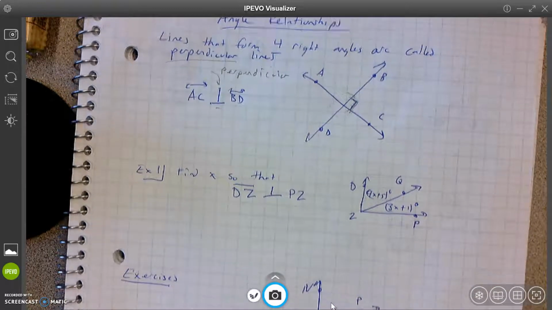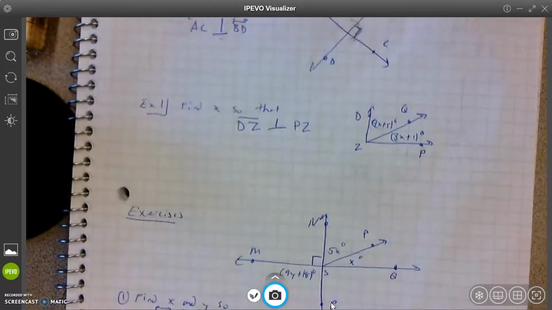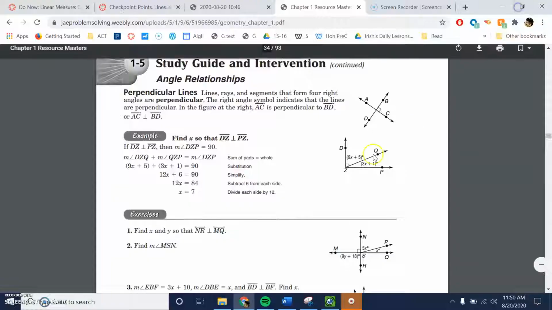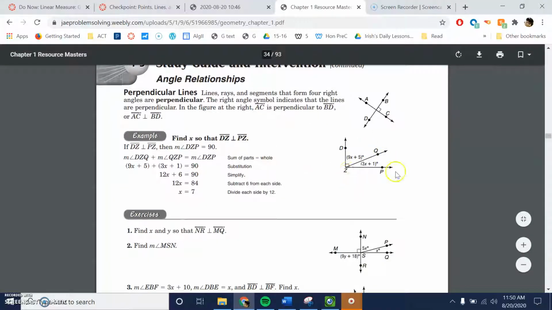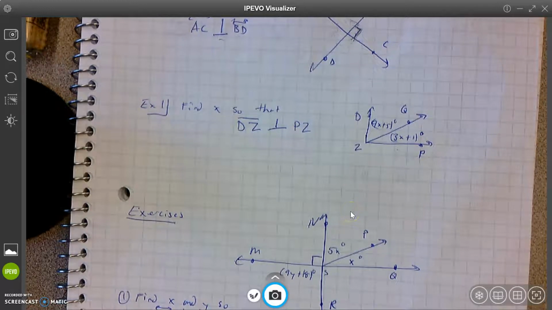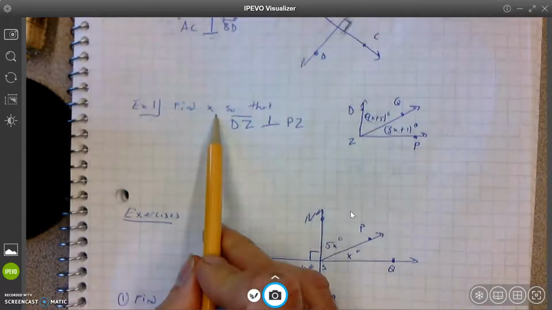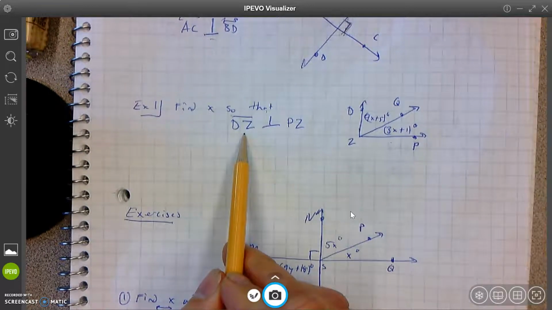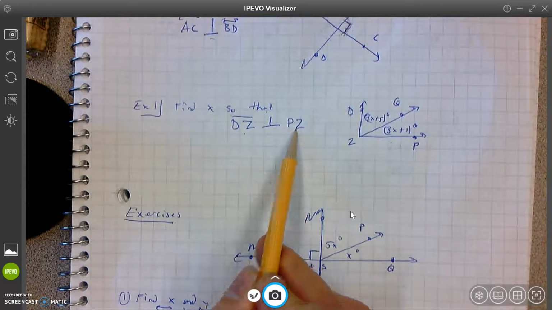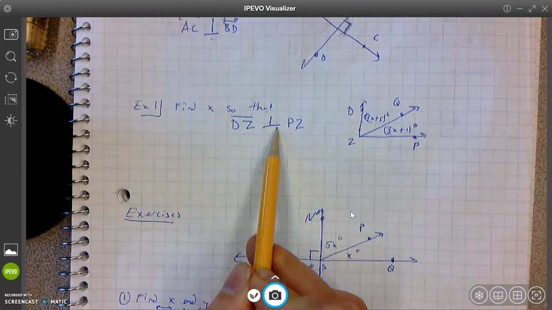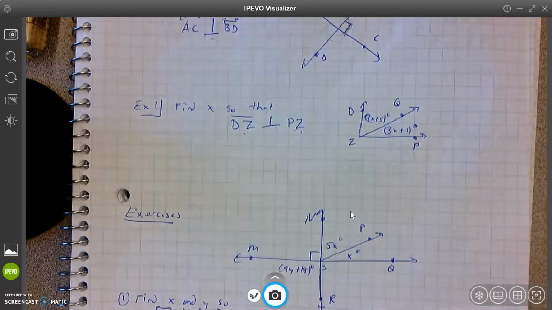So let's practice one, shall we? So I'm going to do example 1 right here if you want to see it. If you don't like my drawing, here you go. So draw this and then write the bold because I'm going to do the rest with you. Okay, here you go. So we're going to find x so that DZ is perpendicular to PZ. That's how you read it. DZ is perpendicular to PZ.